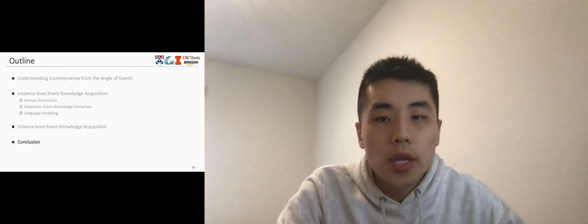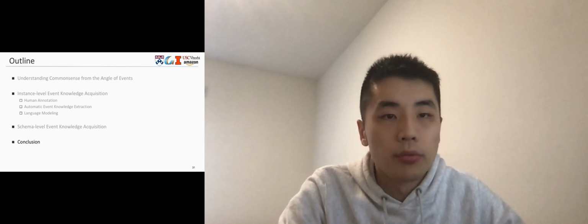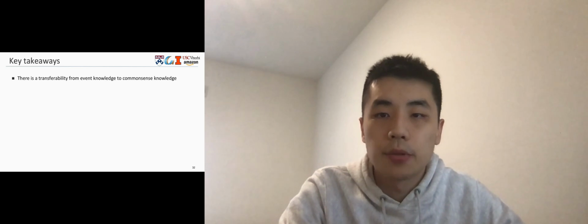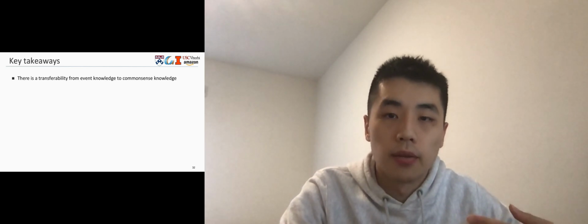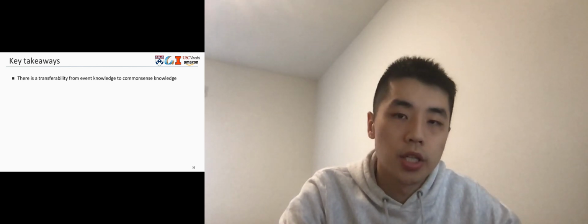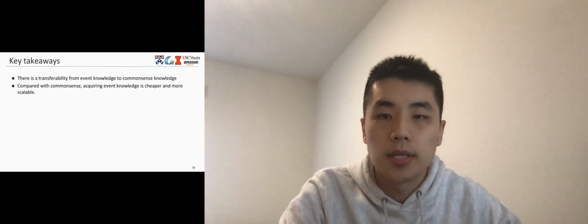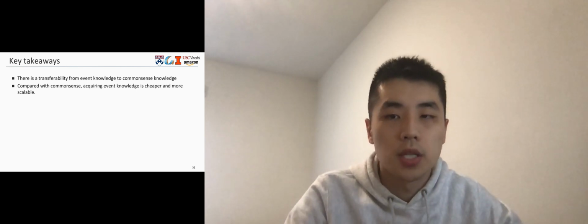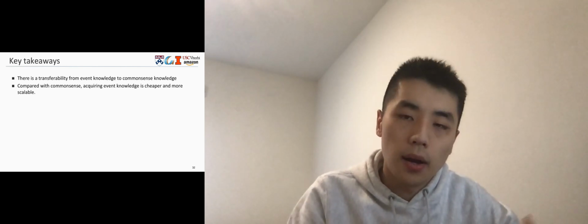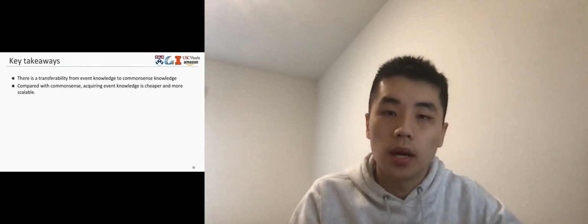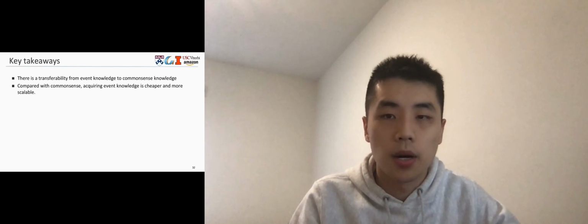Okay, so here is the quick conclusion of the fourth section. In the first part of this talk, I demonstrated that there is a transferability from event knowledge to commonsense knowledge. After that, I introduced those popular existing event knowledge acquisition approaches to show that, compared with commonsense, which can only be annotated or acquired by human annotation, acquiring event knowledge is much cheaper and more scalable.